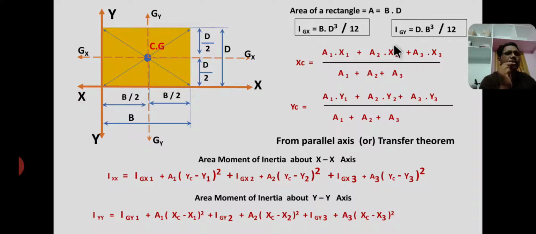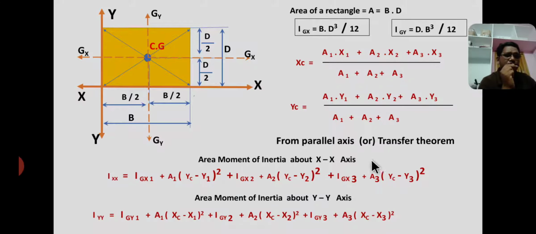Now for determining the position of the centroid, the basic formula is xc equals a1x1 plus a2x2 plus a3x3 by a1 plus a2 plus a3. Similarly, yc equals a1y1 plus a2y2 plus a3y3 by a1 plus a2 plus a3, where xc is the distance of the centroid from the y-axis, and yc is the distance of the centroid from the x-axis. From the centroid to the y-axis, the horizontal distance is called xc, and from the centroid to the x-axis, the vertical distance is called yc. Okay, xc equals base by 2 and yc equals depth by 2.